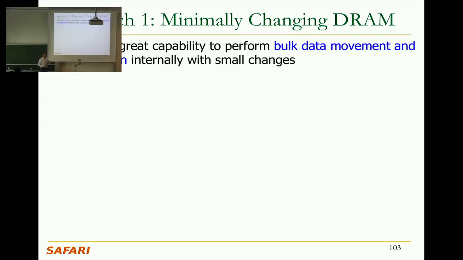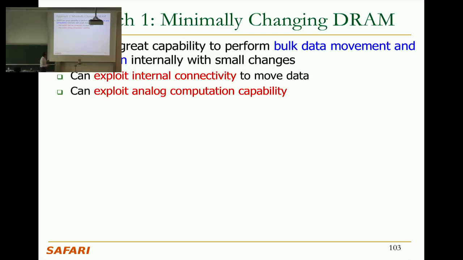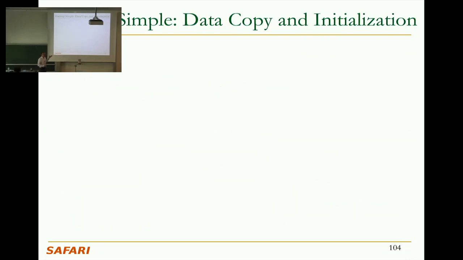Basically, it turns out almost all memory technologies have great capability to perform bulk data movement and computation internally with small changes. You can exploit internal connectivity to move data. You can also add internal connectivity, which I'm not going to talk about. But you can also exploit analog computation capability that's present inside the memory chip. And there could be other things. I'm going to give you some examples, and before I do that, I'm going to start with data copy and initialization and motivate that.